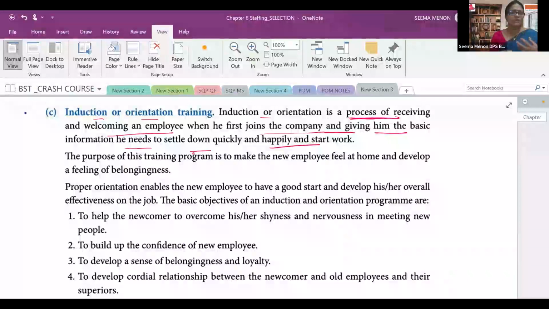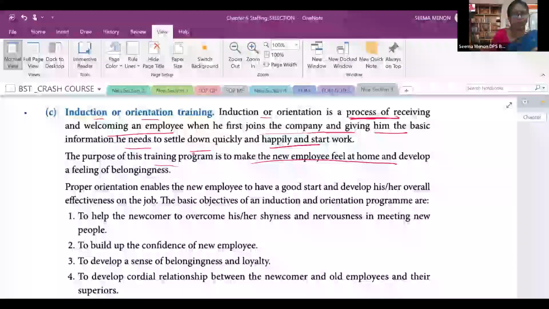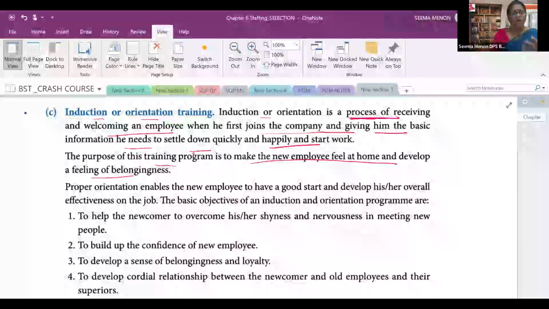This type of training can take very little time. Sometimes it can be for 1 day, or 10 days, or a maximum of 3 months of induction training. If it is a very big organization, an IT organization, it will take more time. So that is known as induction training. That means they are making the employee familiar with the work culture of the organization. The purpose of this training program is to make the new employee feel at home and develop a feeling of belongingness. He or she should feel that belongingness.